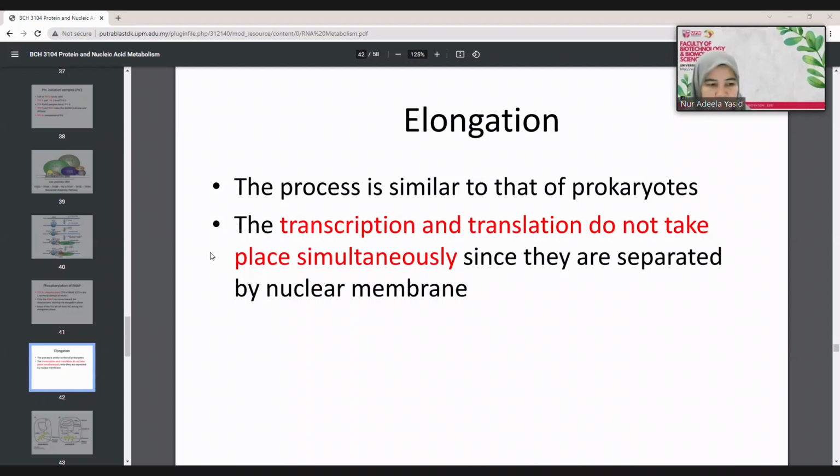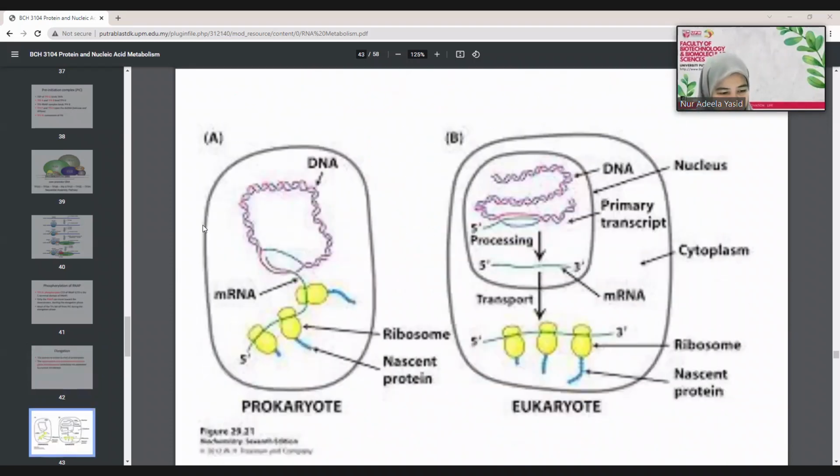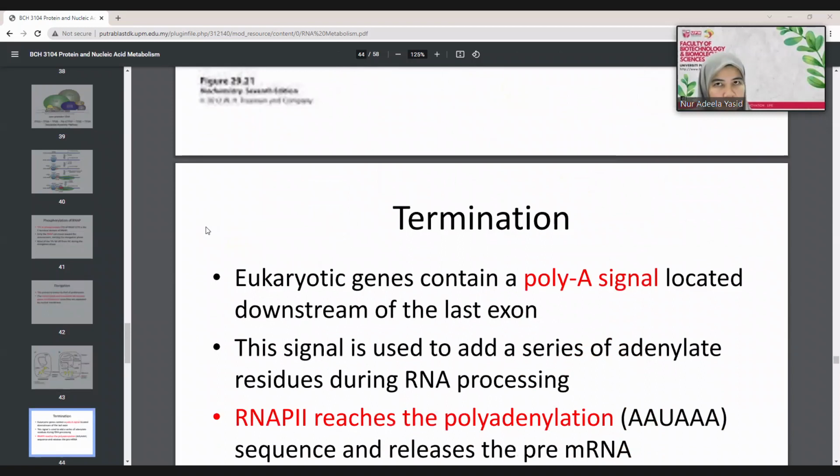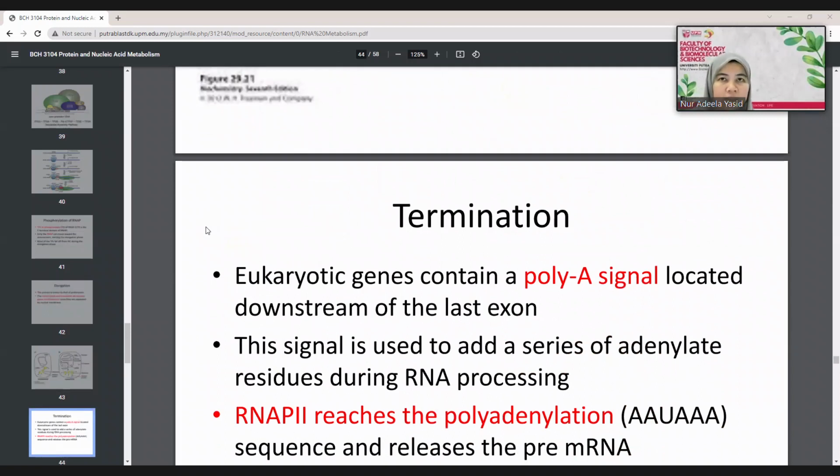Elongation. Okay, elongation is the same as in prokaryotes. It is about the growing of the mRNA strand. It is actually the same. What makes the process different from prokaryotes is the termination process.